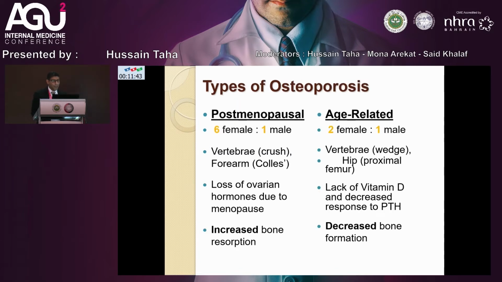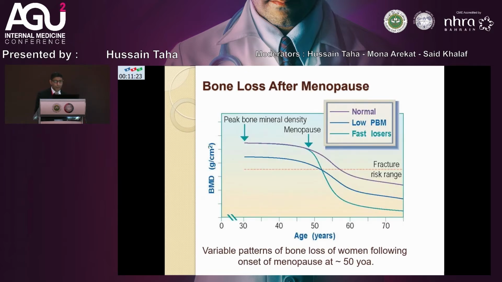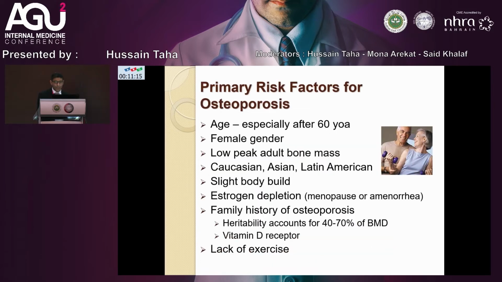Types of osteoporosis: postmenopausal in females, which is 6 to 1 compared with males, and age-related, 2 to 1, mainly affecting vertebrae and foramen. In postmenopausal, there is loss of ovarian hormone and increased bone resorption. In age-related, it's lack of vitamin D, decreased exercise, and decreased bone formation. What about bone loss after menopause? They could be fast losers or slower. However, we can prevent it by exercise, diet, and calcium supplement.